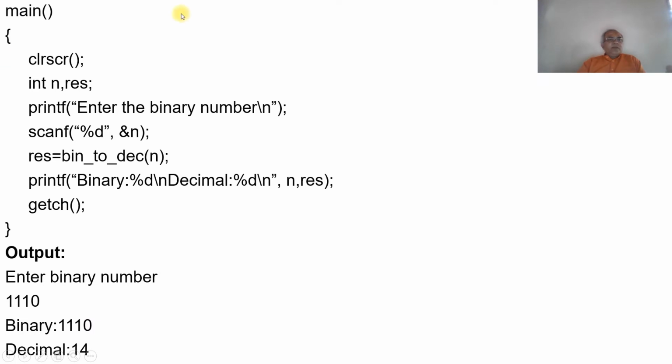Now we are going to have the main program. Clrscr, and declare n and result as integers. Enter the binary number. Use scanf to read that number, then result will be equal to binary to decimal, which calls the subprogram, and then print binary %d \n, decimal %d \n with n and result. So enter binary number 1110, and the binary number will be 1110 and the decimal number will be 14. This is how it is executed.